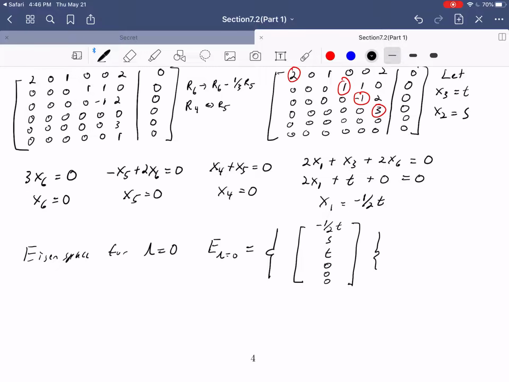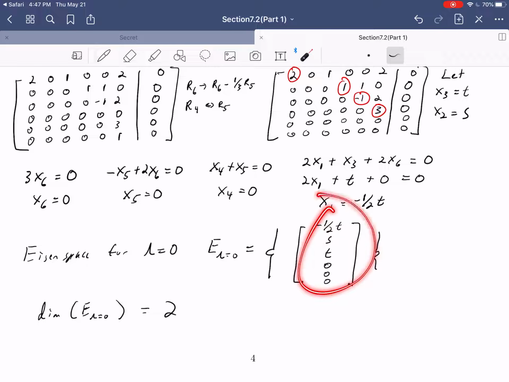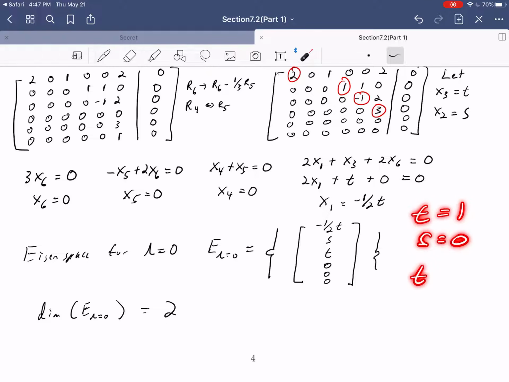So we got here that the dimension of E lambda equals 0 was equal to 2, right? Because we have two free parameters there. Again, a basis would be something like negative 1/2, 0, 1, 0, 0, 0, and 0, 1, 0, 0, 0, 0. Right, just letting one parameter, say t, equal 1 and s equal 0, and then t equals 0, s equals 1 as normal. So notice that this was one of the two options that we sort of mentioned, right? We said that the dimension of this eigenvalue, since its multiplicity was 2, was either going to be 1 or 2, and in this case, it is equal to 2.